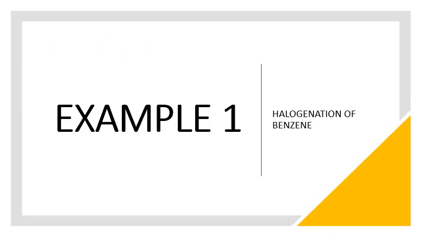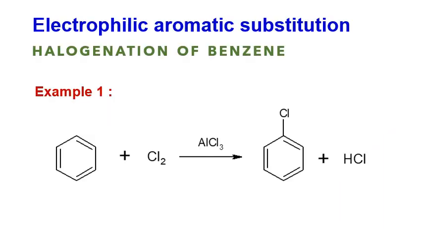Jadi kita lihat contoh yang pertama. Let's say we have a reaction between benzene with chlorine molecules in the presence of aluminium trichloride catalyst. So the reaction will produce chlorobenzene as well as the HCl. So, how to write the mechanism for this reaction?